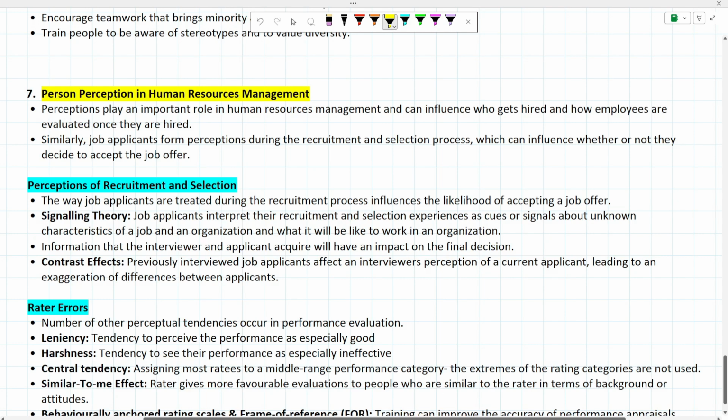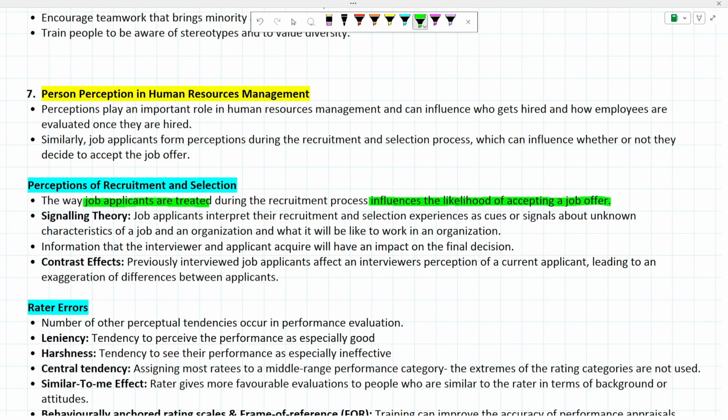Perceptions play an important role in human resources management and can influence who gets hired and how employees are evaluated once they are hired. Similarly, job applicants form perceptions during the recruitment and selection process, which can influence whether or not they decide to accept a job offer. Perceptions of recruitment and selection: the way job applicants are treated during the recruitment process influences the likelihood of accepting a job offer. So let me highlight that in green. The way job applicants are treated influences the likelihood of accepting the job offer.